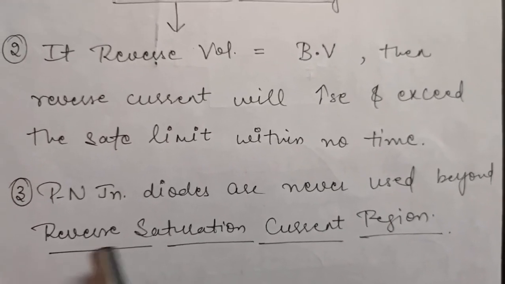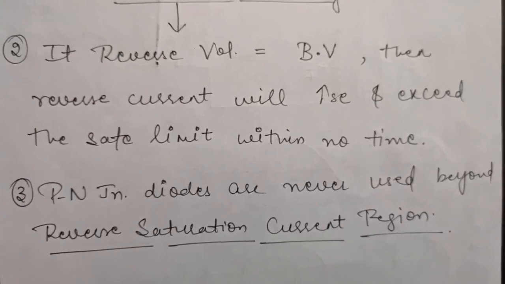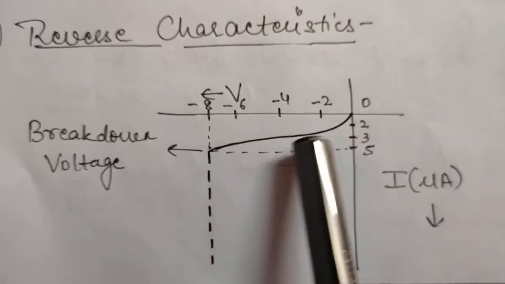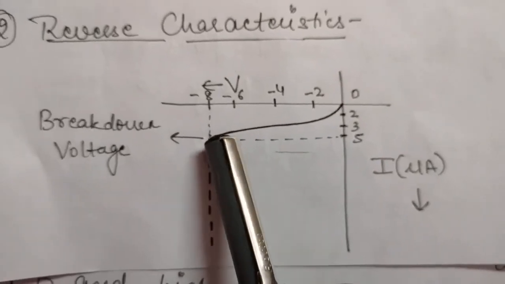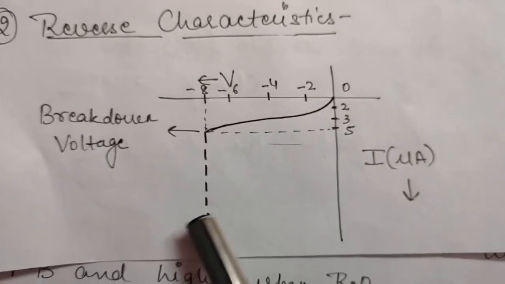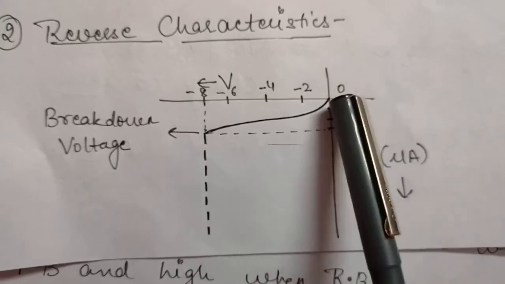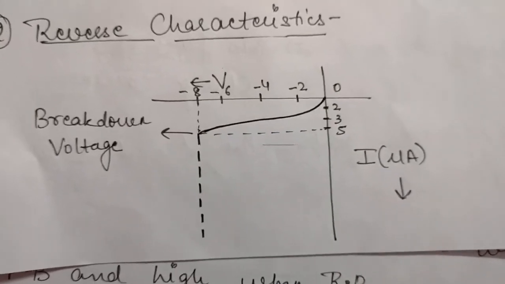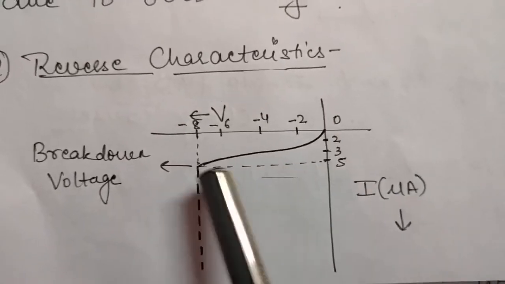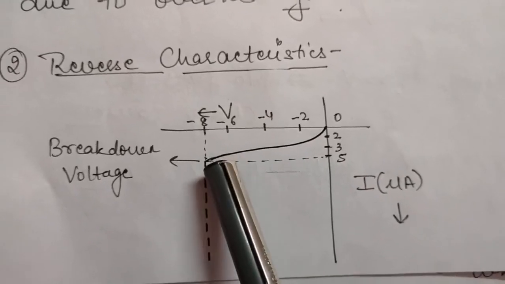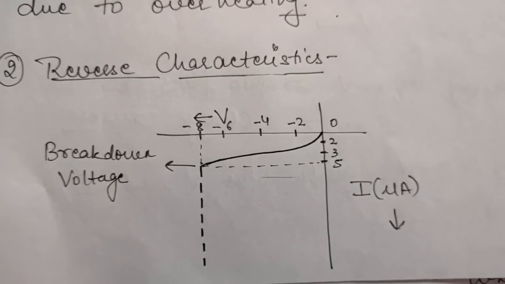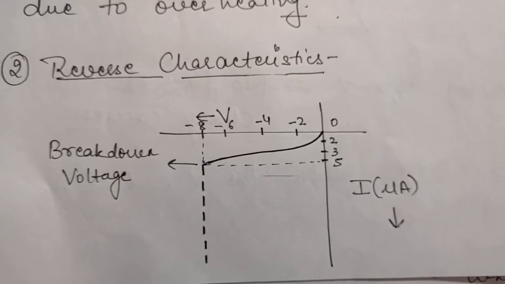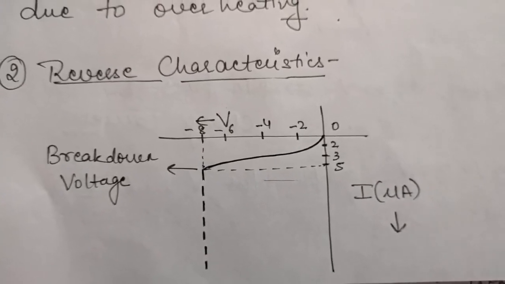Now the question is, what is the reverse saturation current region? This region is the reverse current saturation region, in which the current has saturated, and if you use the diode after that, it will get destroyed. So we do not use it after this region. Therefore in practicals you will get only this region, not this one. That is why I have shown it by the dark dotted lines only. So this was all about the reverse characteristics of the p-n junction diode.